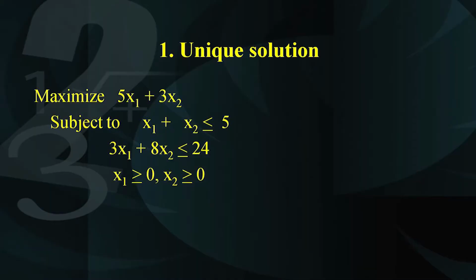The first example that we will study is for the unique solution case. Now, the problem is as follows. We have to maximize 5x1 plus 3x2 subject to x1 plus x2 less than or equal to 5, 3x1 plus 8x2 less than or equal to 24, and x1 and x2 greater than or equal to 0. Now, this indicates that we are interested only in the first quadrant.